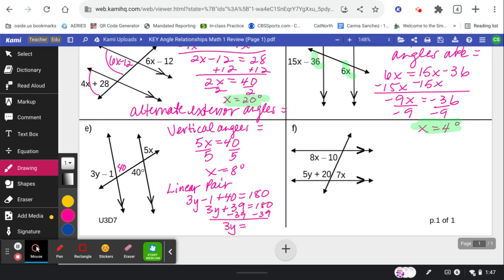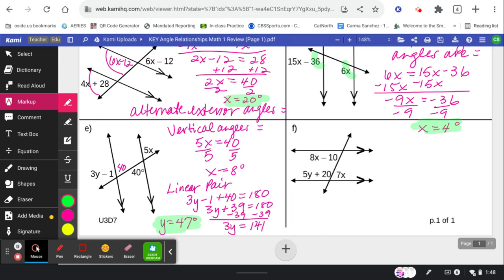I get 3y equals, grab your calculators, 180 minus 39. 141 divided by 3 is 47. So did you see how that one kind of had a trick to it? Where you had to know that that 40 went there? So it's linear pair and alternate interior angles are needed.